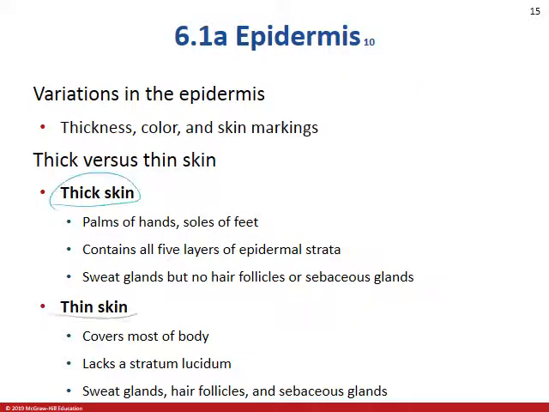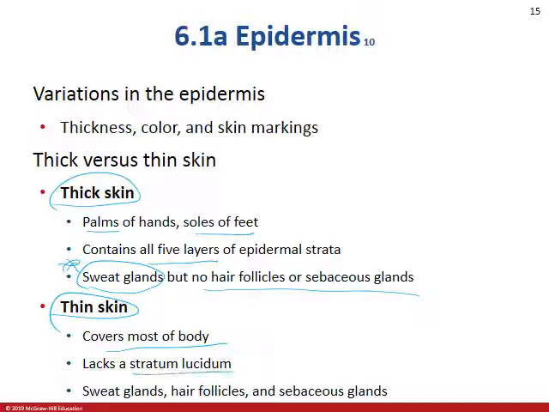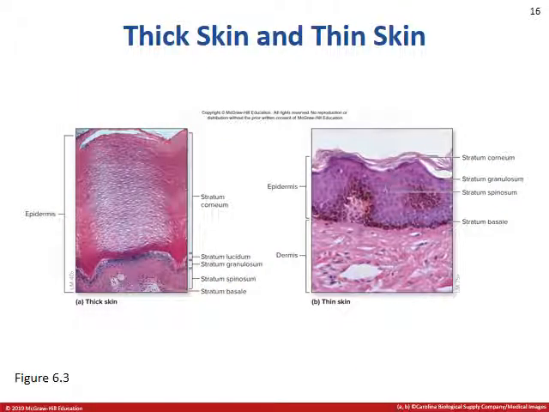Just to clarify the thick versus thin, so thick skin, palms of the hand, soles of the feet, has all 5 layers, sweat glands, but no hair follicles or sebaceous glands. Thin skin is going to cover the rest of the body. It lacks the stratum lucidum, and we're going to have sweat glands and hair follicles and sebaceous glands. Nice image comparing the two.